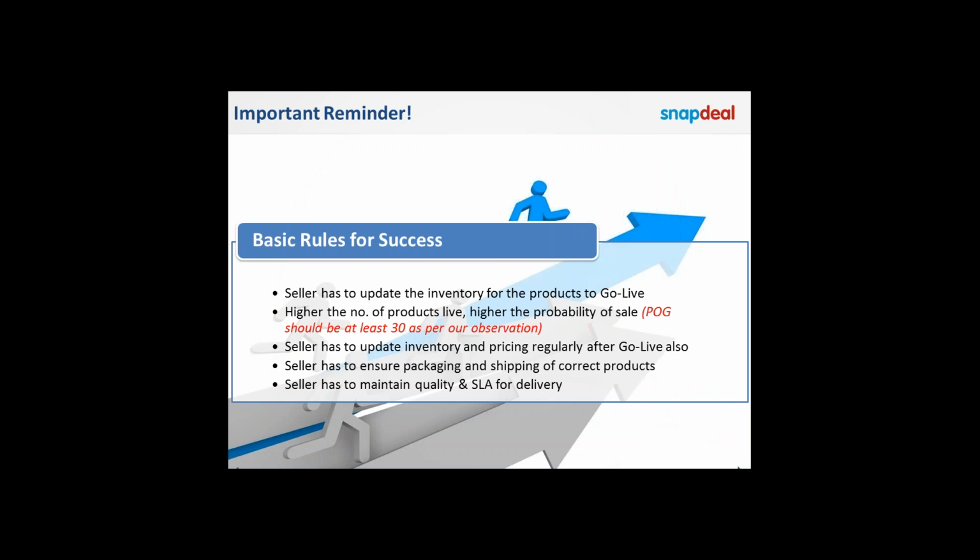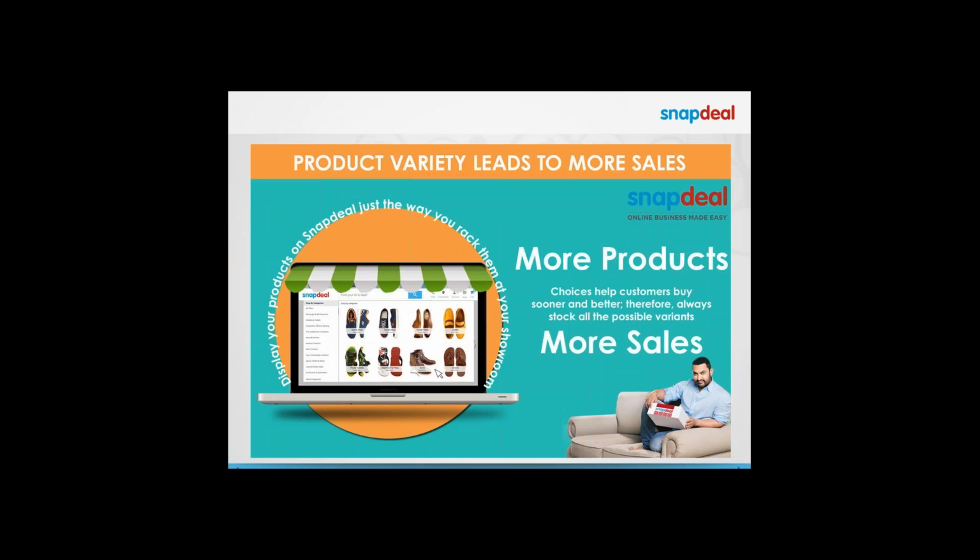The higher the number of products live, the higher the probability to get sales. We recommend the sellers to have more than 30 items listed with us, but they cannot get associated with us if they do not have at least 5. So more products, more sales. Variety is the key. They should be able to sell all the different variants available of a certain product.